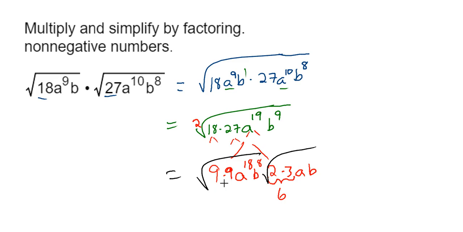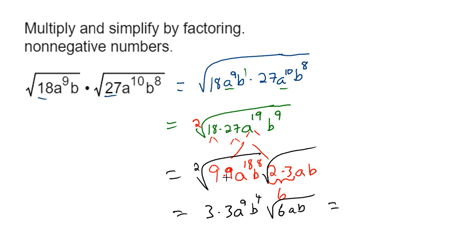The good pile should just completely simplify. So we'll have square root of 9, which is 3, times another square root of 9, which is another 3. The square root of a to the 18th power, we're going to divide that by 2. 18 divided by 2 means I'll have a to the 9th power. And then for b to the 8th power, we'll divide that by 2. We get b to the 4th power. And then the bad pile copies down. We'll get 2 times 3, which is 6, ab.